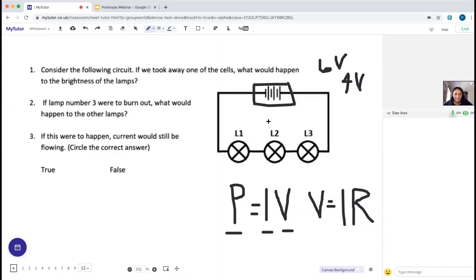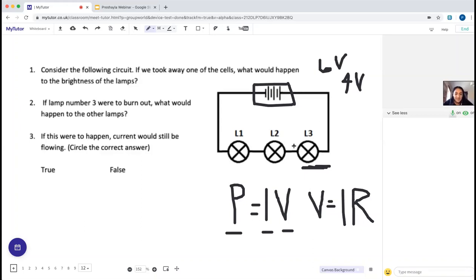Okay, so I can see a few of you saying that it would explode. It's not going to explode. Maybe the bulb that burnt out might be a faulty bulb, but the whole circuit won't explode. Okay, cool. So I can see a few of you putting your answers in, that there would be no light, and that's absolutely right. If this L3 bulb, lamp number 3, breaks, burns out, that makes a break in the circuit.